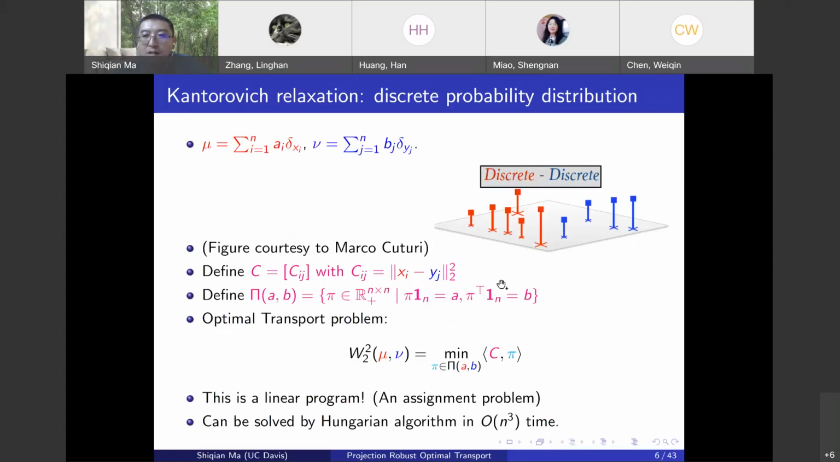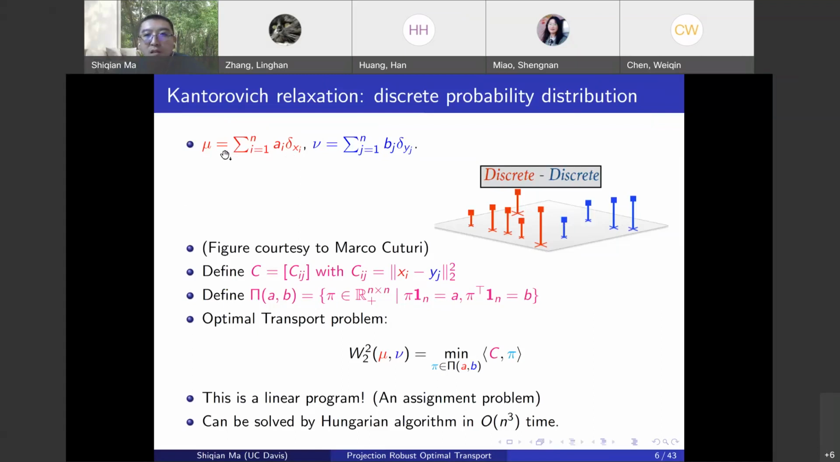Now this is the continuous case. Now let's look at the discrete case. Suppose we have 2 discrete probability distributions. They're denoted by mu and nu. So for example, here in this figure, I have some red points and I also have some blue points. I want to move those red points to the blue points. Okay, and I want to know how to move them such that the total distance is minimized.